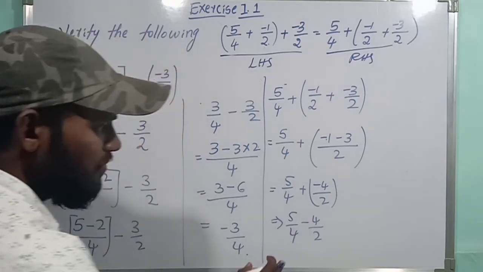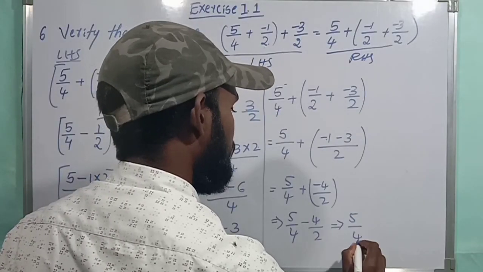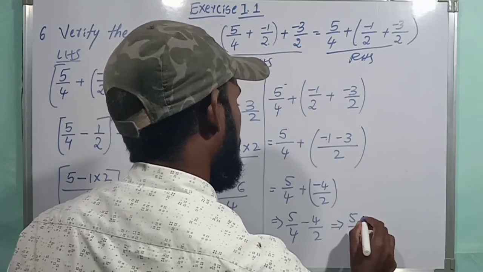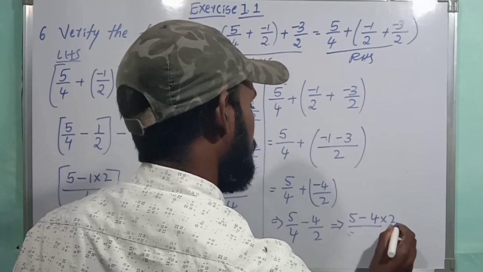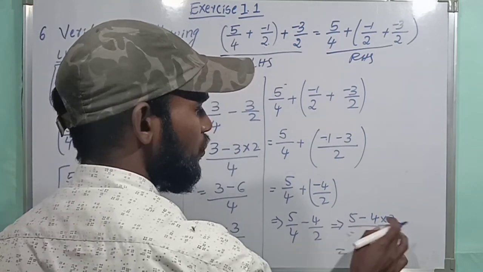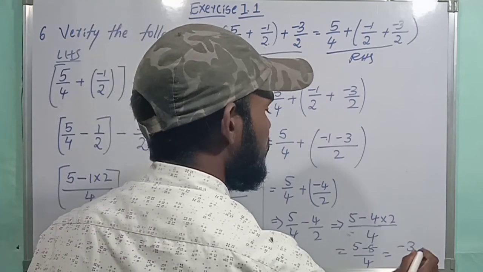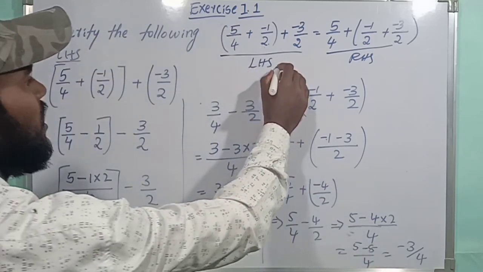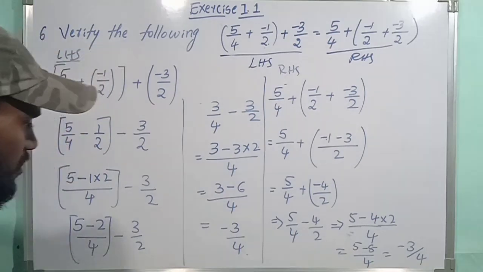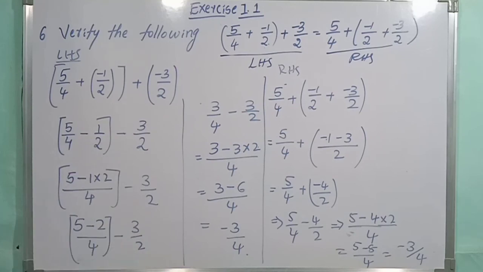What is the LCM for 4 comma 2? 4. So we can directly write 5 minus 4 into 2 by 4, that is 5 minus 8 by 4, that is equal to minus 3 by 4. See here, this is the RHS. Now here LHS and RHS both are the same or not? Yes, minus 3 by 4 and minus 3 by 4. Everyone clear? So we proved that LHS equals RHS.